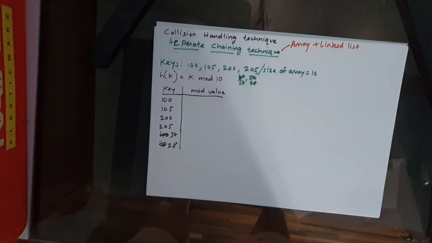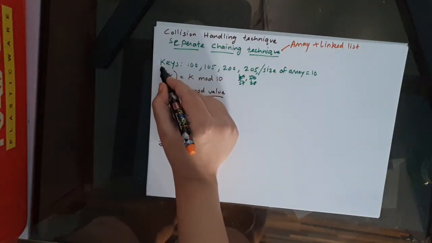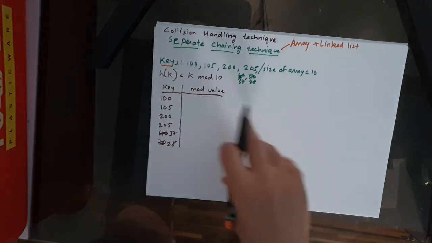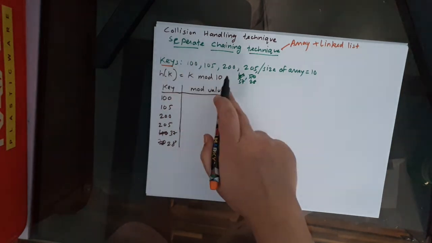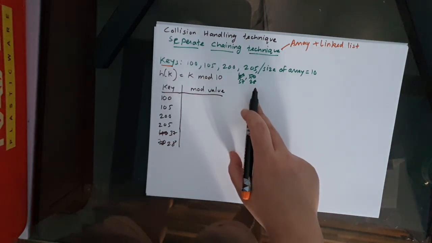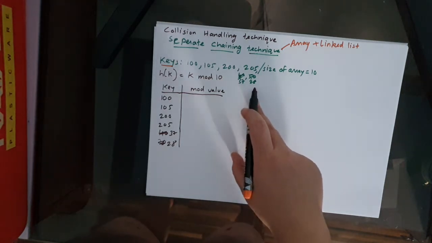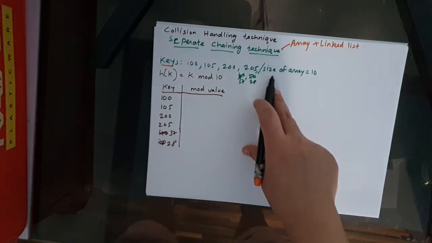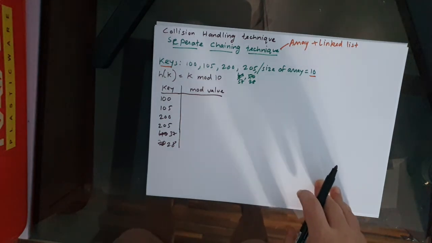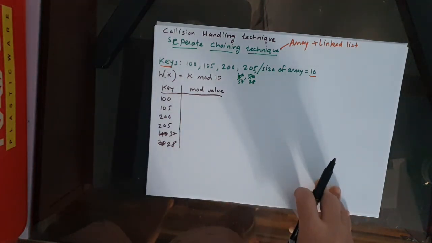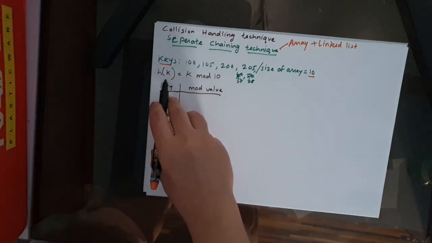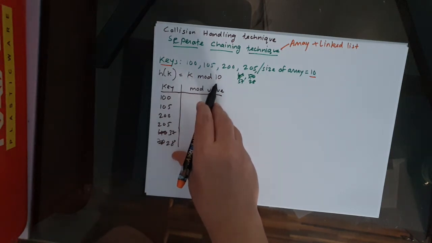So here we go. We have been given some keys. Keys are nothing but data, as we have discussed, and we have the data to be stored. We need to store 100, 105, 200, 205, 37 and 28 into our hash table, and the size of our hash table is mentioned right here. It is 10. So our array size is going to be 10. So let's begin. The hash function that we need to consider is rightly mentioned over here. Our hash function is going to be k mod 10.